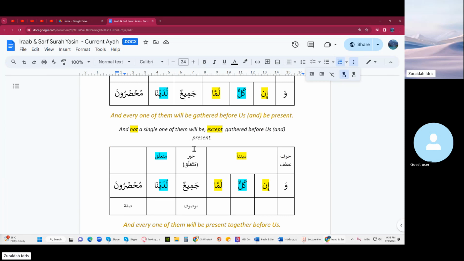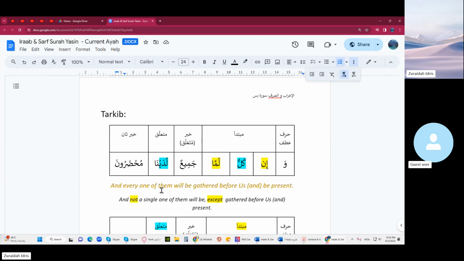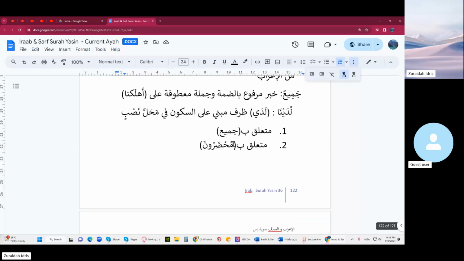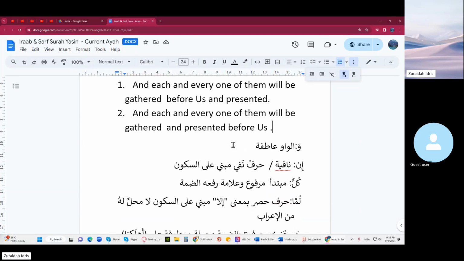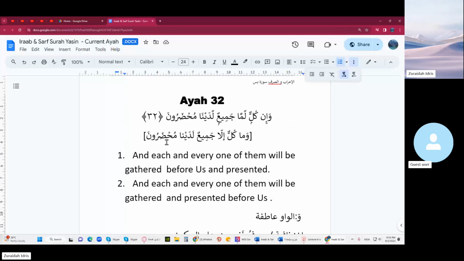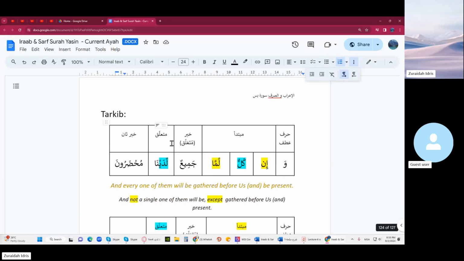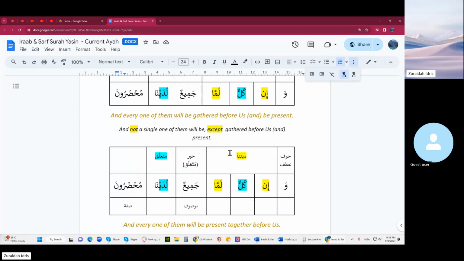Both cases, to jami'un. So the translation, every one of them, we can say will be gathered before us and be present. Okay, sorry, muhdarun is to be present actually. The ones who are present. Yeah, isim maf'ul, you were saying, right? The ones who were made present. Muhdarun, maf'ul, made present, because it is majhul. This one: and not a single one of them will be except gathered before us and present.